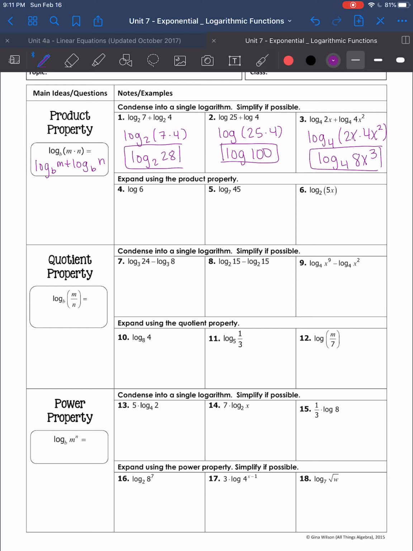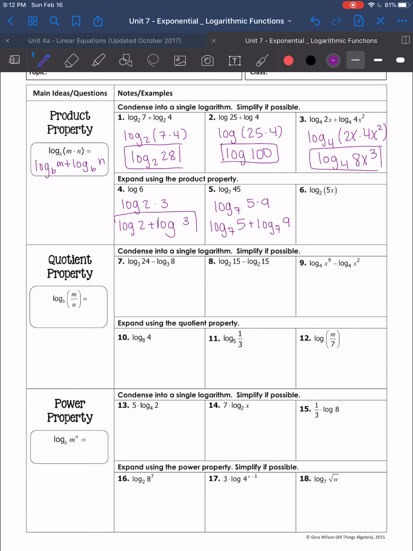So if I wanted to expand using the product property, there's obviously different ways you could do these, especially if you have different numbers. But we're going to just stick with these for now. So 6 breaks into 2 and 3. So I have log of 2 times 3, which is log of 2 plus log of 3. And then I have log base 7 of 45. So I can have log base 7 of 5 times 9, which is log base 7 of 5 plus log base 7 of 9.